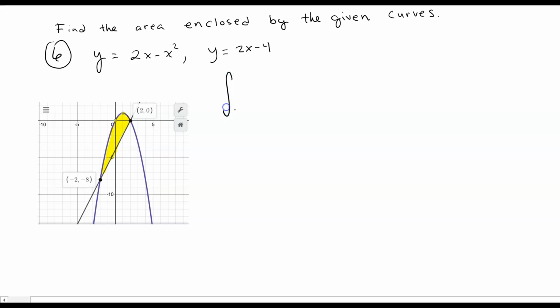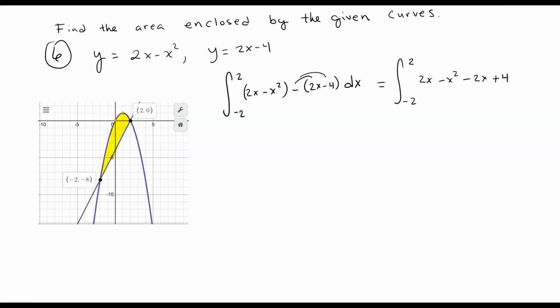So I'm going to integrate then from -2 to 2 the function above, which is 2x minus x squared, and I'm going to subtract from it the function that is below, which in this case is 2x minus 4, and we're integrating with respect to x, so we denote dx. So some simple algebra takes place at the very beginning, and that is to say that we distribute and combine like terms. So we have 2x minus x squared minus 2x plus 4.